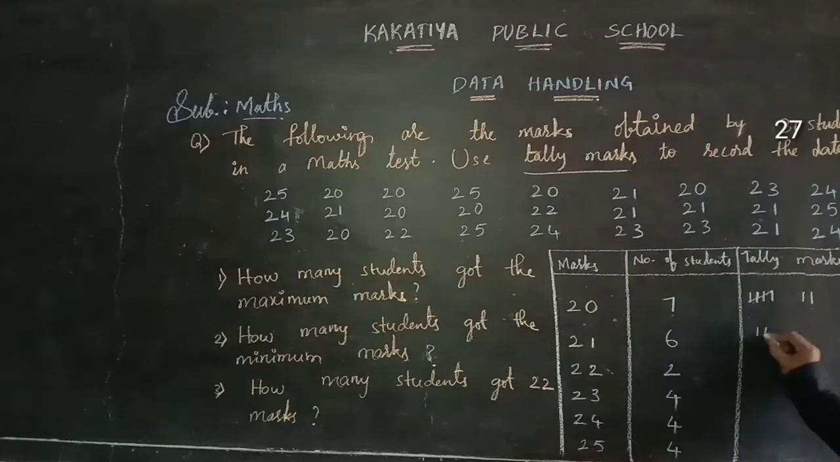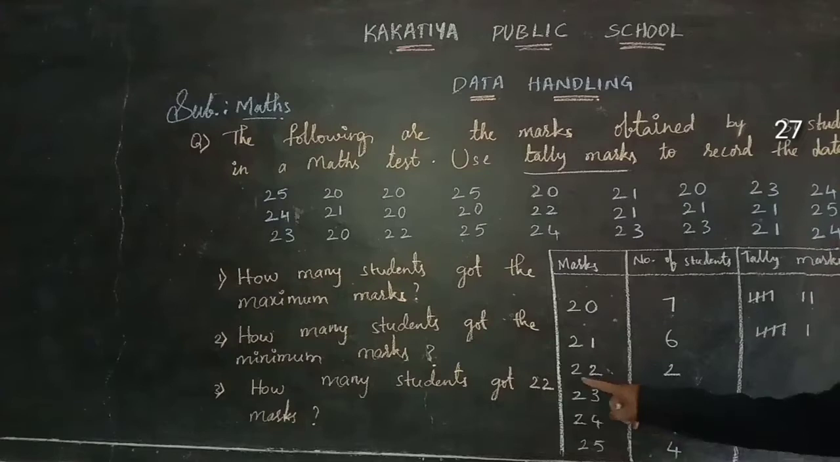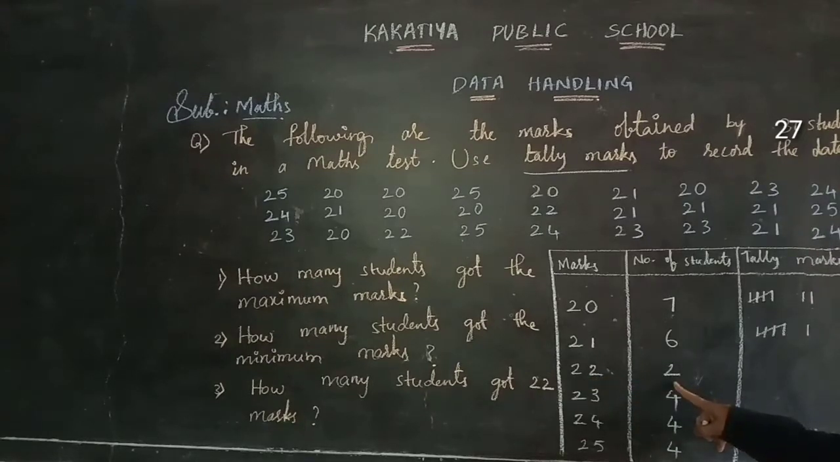So 1, 2, 3, 4, and I am taking a slanting line for 5, and now the 6th one. And next, 22 marks, 2 students got. Okay, so 2 means 1, 2. Here we can't make a group. Why? Because only if there are more than 5 can we make a group. We can complete one group and we can start another group. But here there is no chance to make another group.